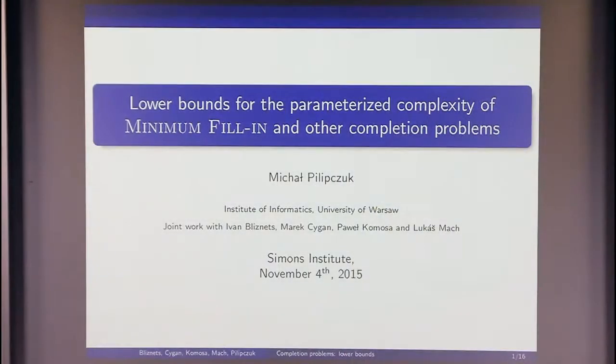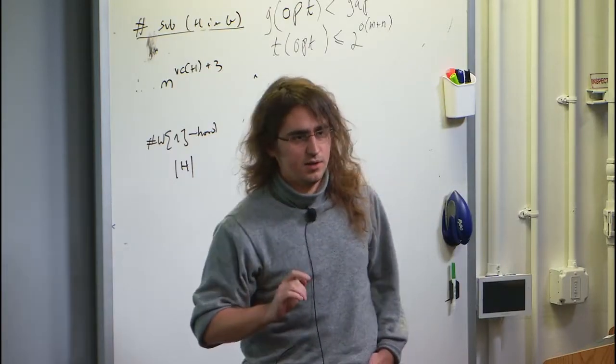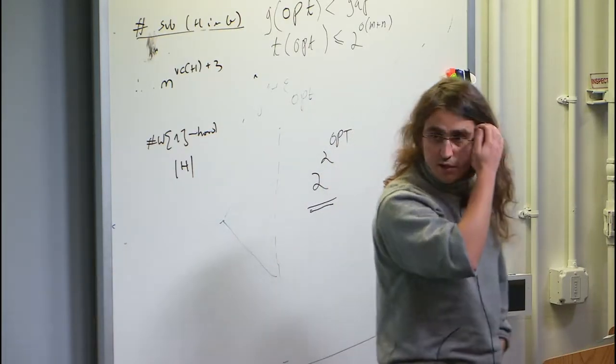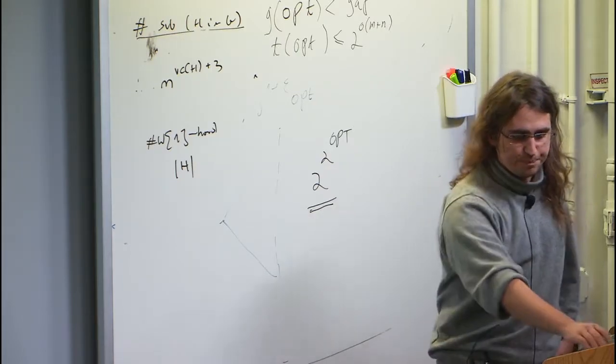This is a much more fresh work than what Marcin was talking about. It is joint work with Iwan Blizniec, Marek Cygan, Paweł Komos and Lukasz Mach, and this paper will actually be presented at SODA this year. It is the first attempt to give a lower bound machinery for the positive results that we got on completion problems for subclasses of chordal graphs.